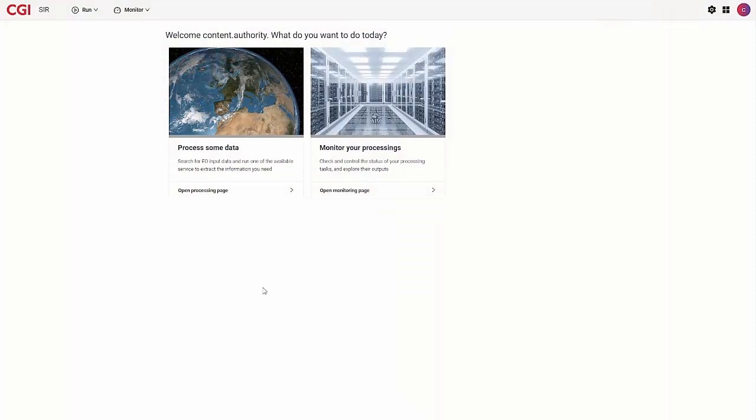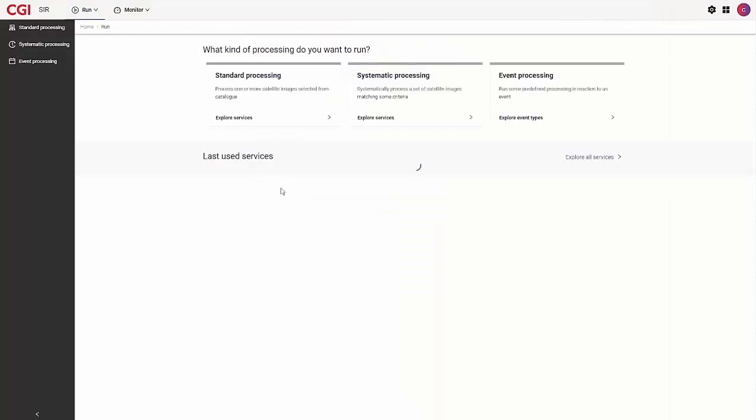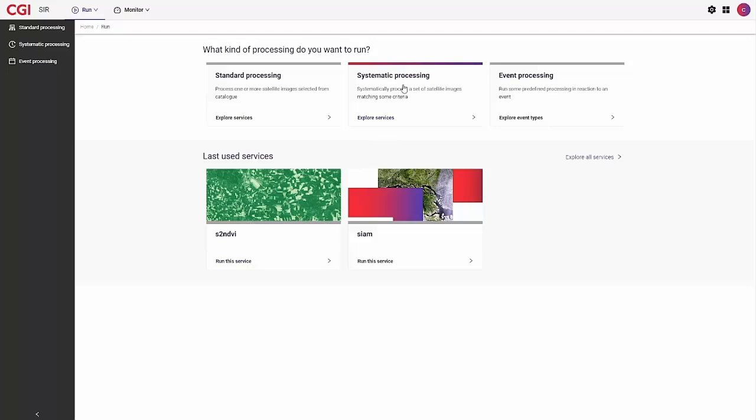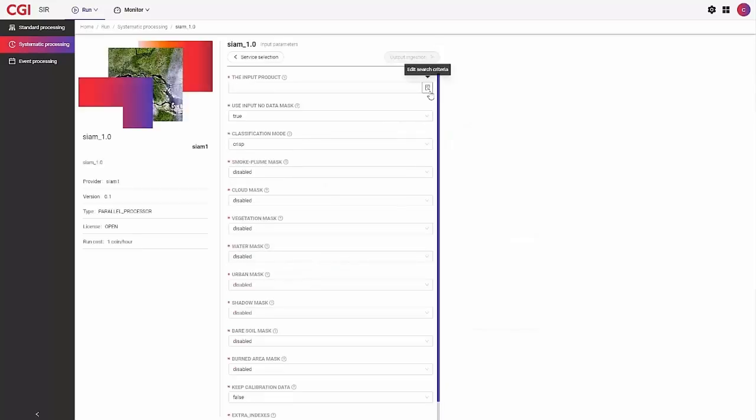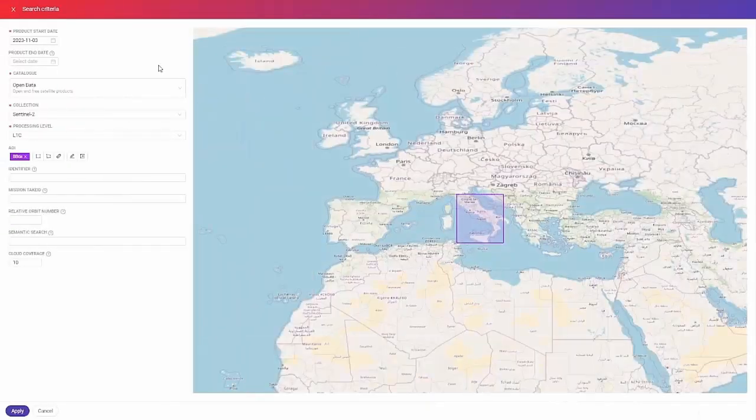Insula also provides a processing environment that is available via both REST API and a user-friendly interface, which is designed to be accessible to everyone, regardless of their background in Earth observation. It allows users to search for data and exploit them with advanced analytics.